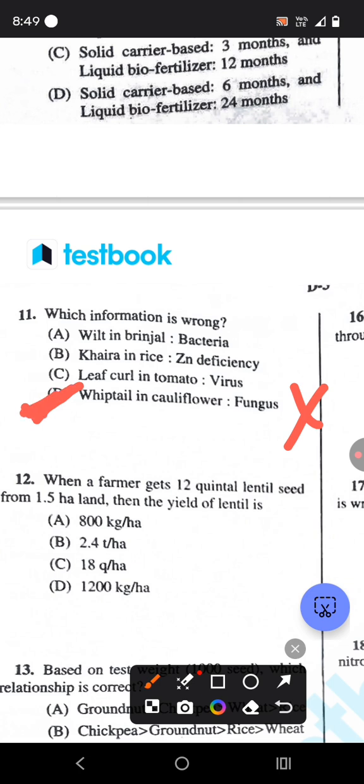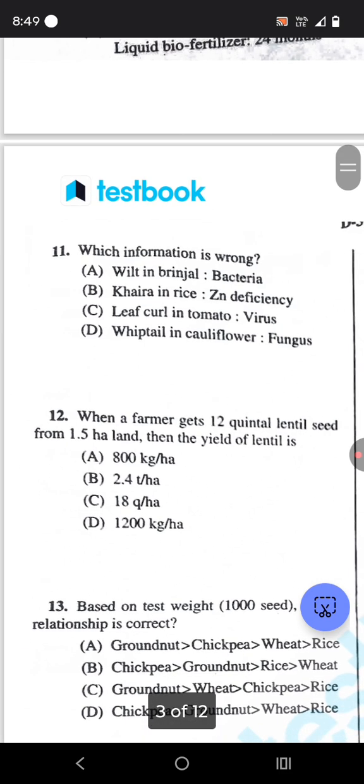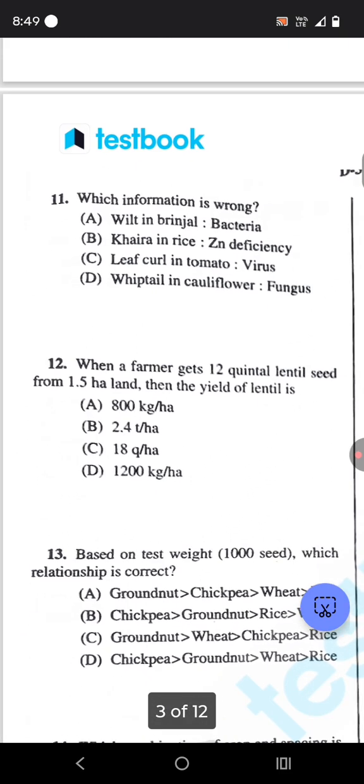And guys, I mentioned khaira in rice. Khaira disease basically occurs due to the deficiency of zinc, and the symptom of this disease is yellowing of the plant leaves and stunted growth of the rice plant. So the correct answer is option D. So let's see another question.